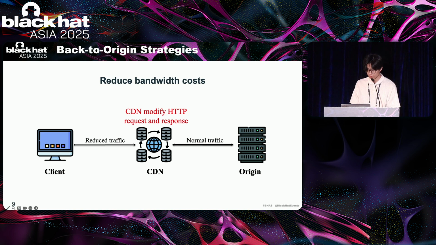The second category is that the CDN modifies the HTTP request or response to reduce client traffic and improve compatibility with the origin website. For instance, if an origin server does not support image compression, the CDN may handle it on behalf of the origin server. However, this optimization comes at the cost of security.